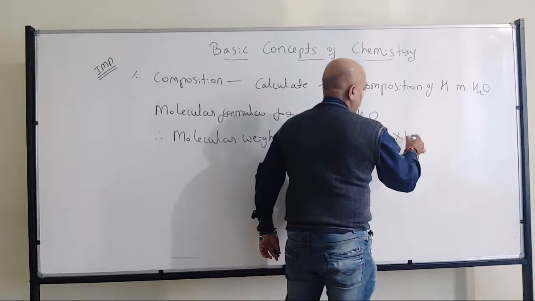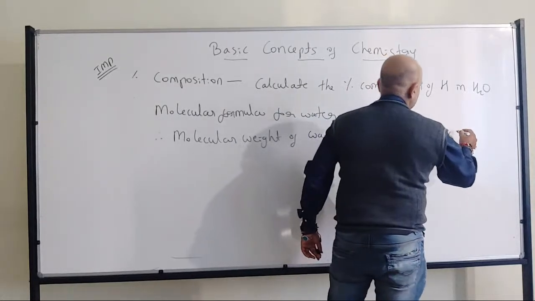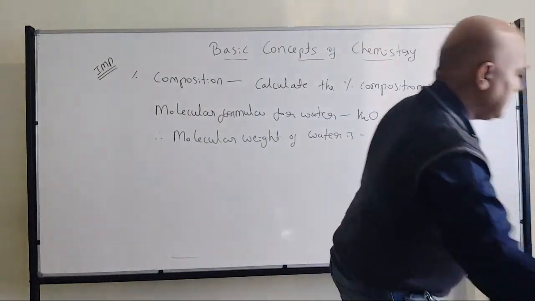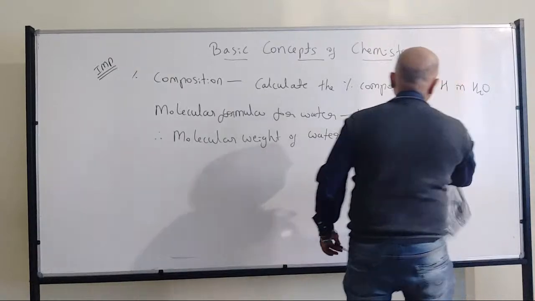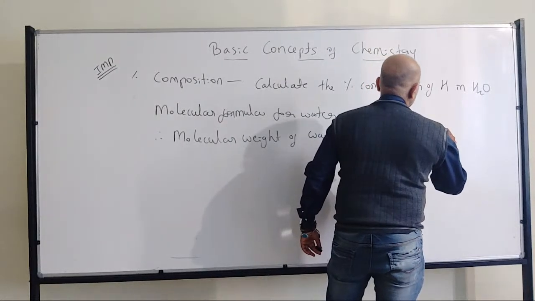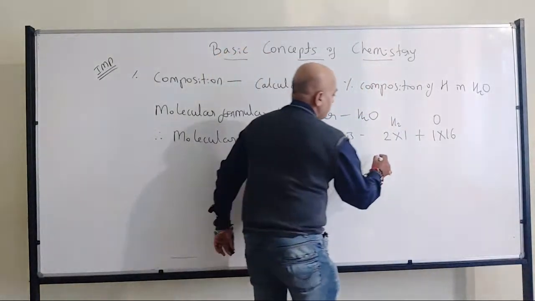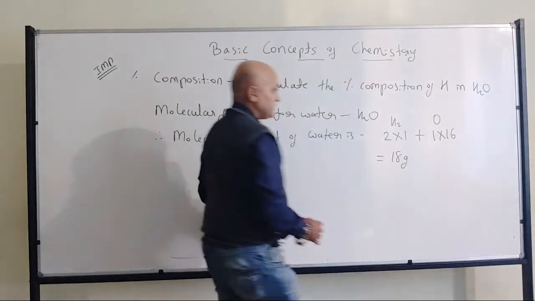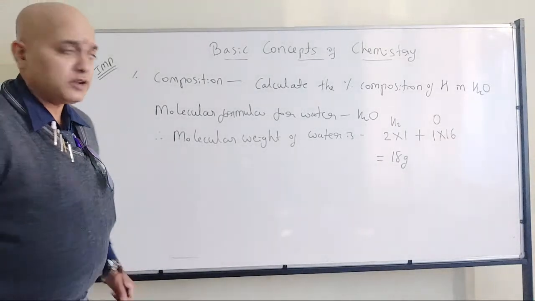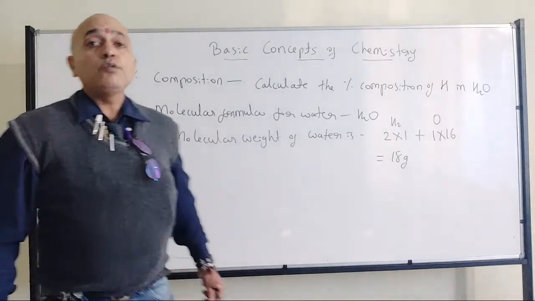So 2 into 1, that is related to hydrogen, plus 1 into 16, that is related to oxygen. I first write the number of atoms and then the atomic mass; anything is fine, but I am maintaining uniformity. So the final weight will be 18 grams. That is the molecular weight of one water molecule, or 1 mole of water molecules. Since I have written 18 gram, it is the molar mass of water.